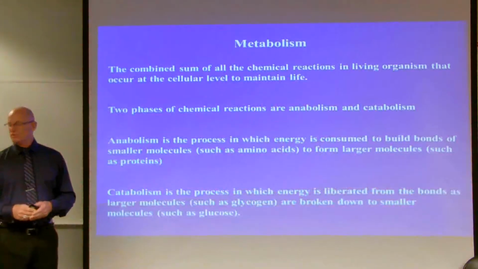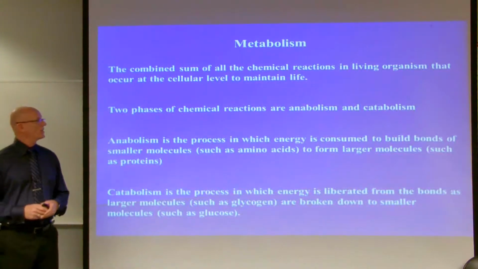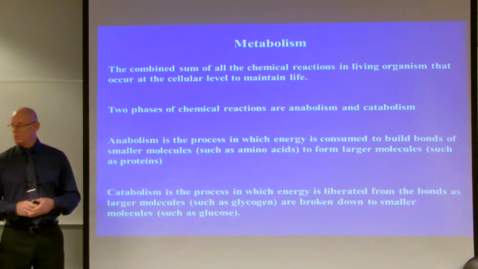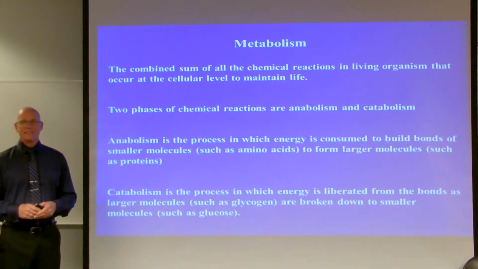A brief term is metabolism: the combined sum of all the chemical reactions in living organisms that occur at the cellular level to maintain life. There are 2 phases of these chemical reactions, that is anabolism and catabolism. Anabolism is the process in which energy is consumed to build bonds of smaller molecules such as amino acids to form larger molecules such as proteins.